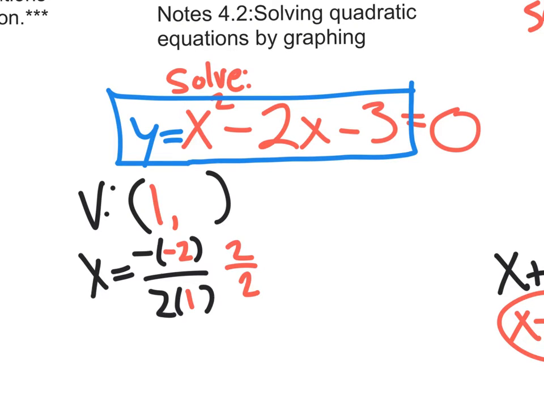Okay, now what do I do from there? Plug it in. So if I take the 1, which is the x value, and plug it in for the x, that'd be 1 squared, which is still 1. 2 times 1 is 2. 1 take away 2 is -1, and -1 minus 3 is -4. I hope everybody followed me right there.